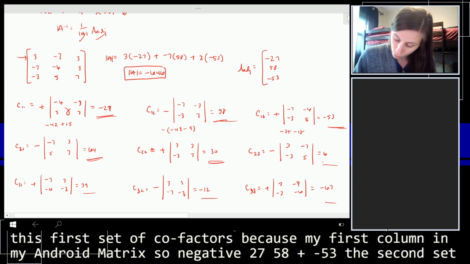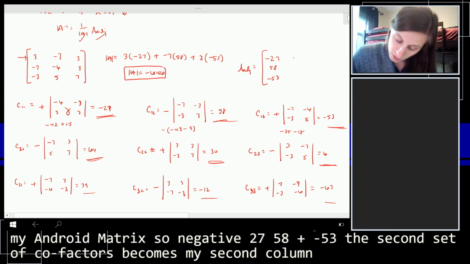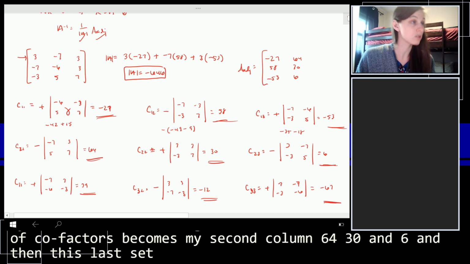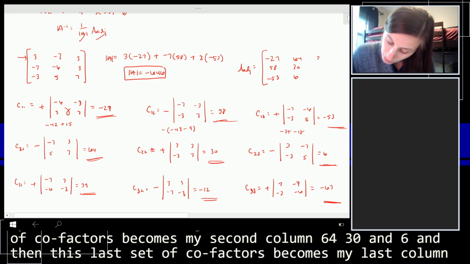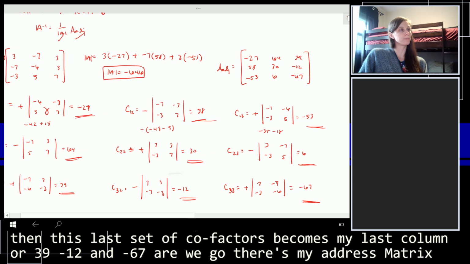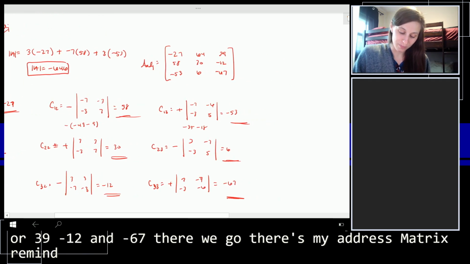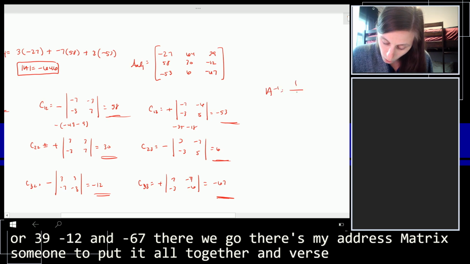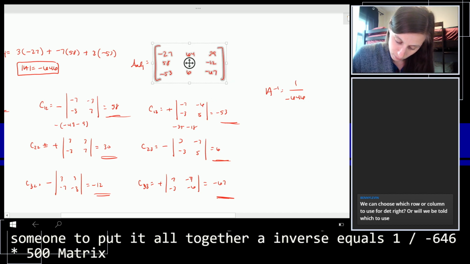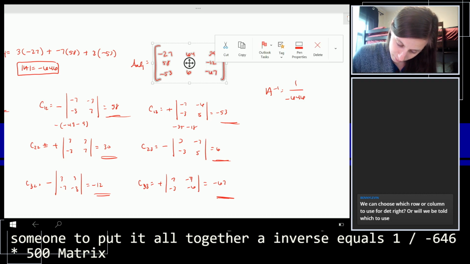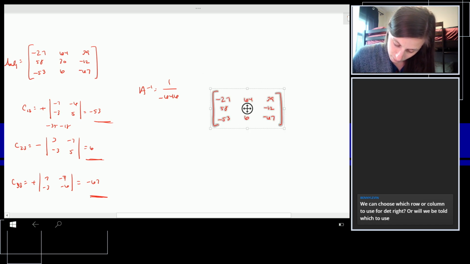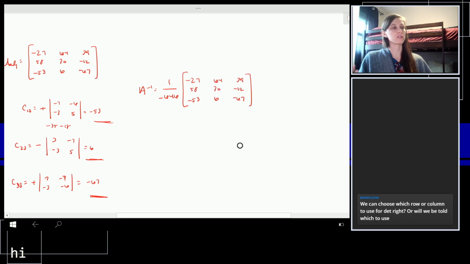This second set of cofactors becomes my second column. So 64, 30, and 6. And then this last set of cofactors becomes my last column, or 39, -12, and -67. There we go. There's my adjoint matrix. Woohoo! So then to put it all together, A inverse equals 1 over negative 646 times my adjoint matrix. Copy. Paste. I have A inverse.